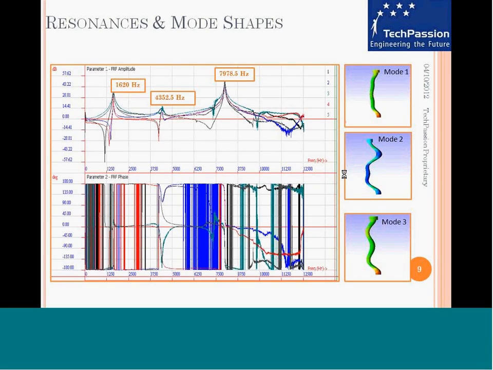Like what you saw two slides ago, the results of the finite element analysis give you the first 3 modes. Similarly, here, through experiments, we extract the first 3 modes. This shows the deflection shape corresponding to these modes, and the frequencies that we calculated: 1620 Hz from experiments for the first mode, 4352 Hz for the second mode, 7978 Hz for the third mode.